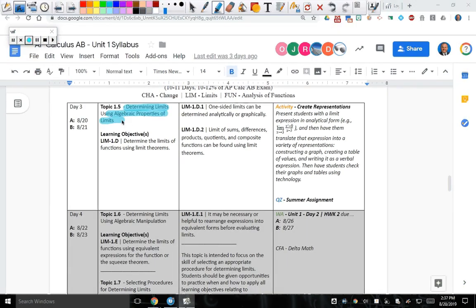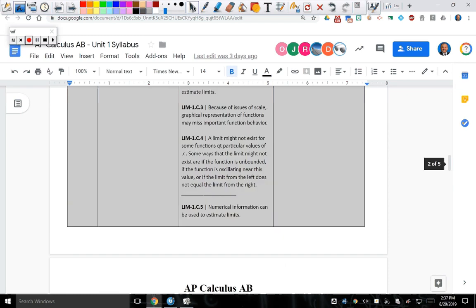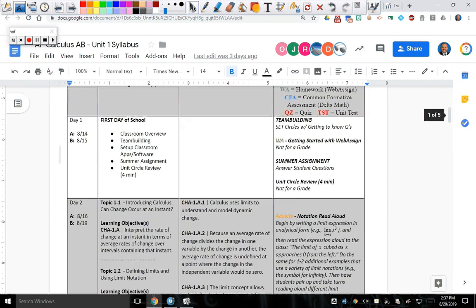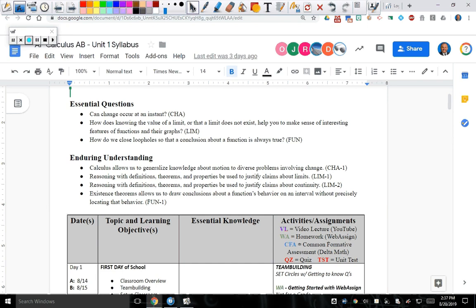Okay, we do have a summer assignment quiz that we're going to take today. And what we will also do today is we're going to determine limits using algebraic manipulation. Just a reminder to use this form at the very top. You have some essential questions as far as what you should be thinking about as we go through this unit, and what you should be understanding as we go through this unit. Okay? Alright, so let's go ahead and begin.